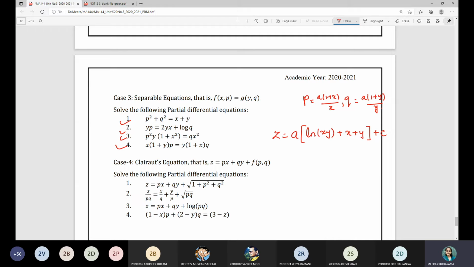Let us wait for other students to complete it. Then we'll move to case 4. Once you complete it, please raise your hand so that I can see the status. If any one of you are getting a different answer, then also you can raise your query.